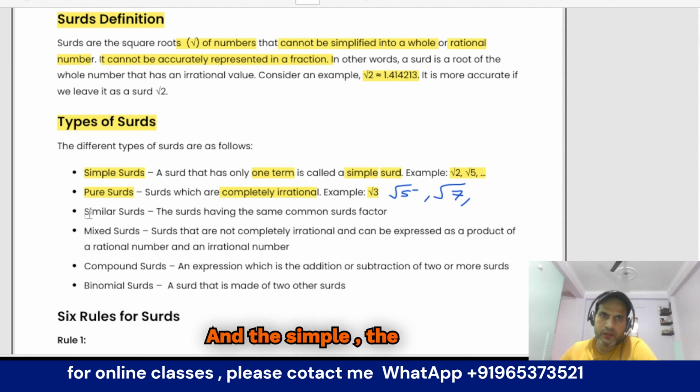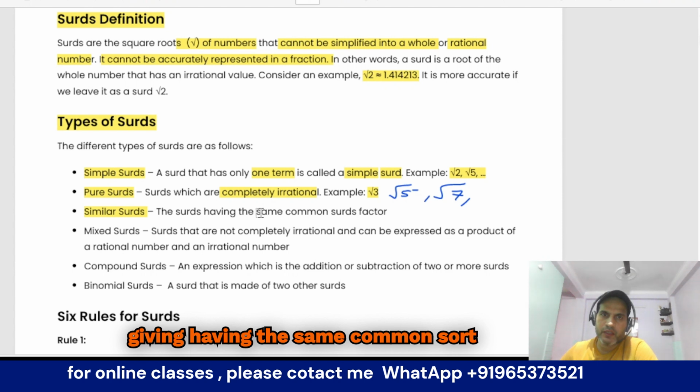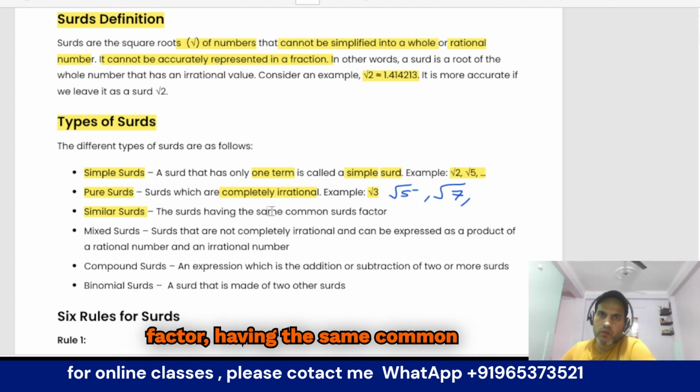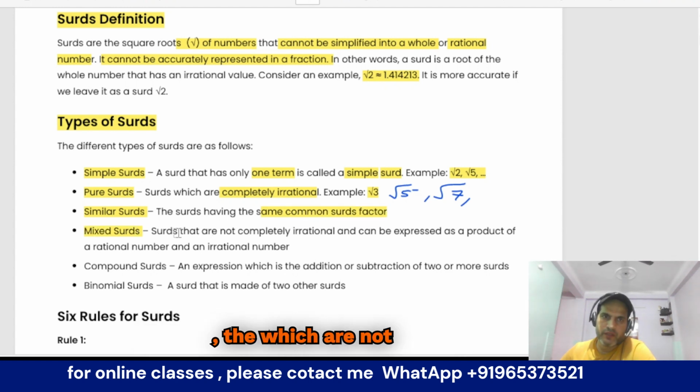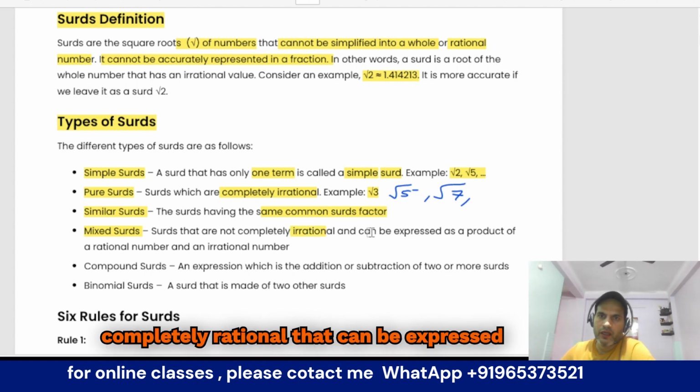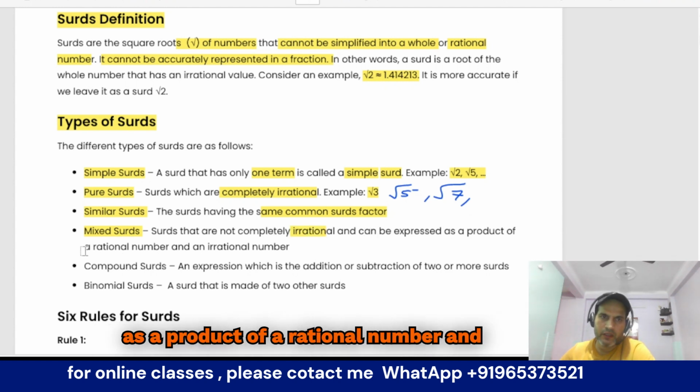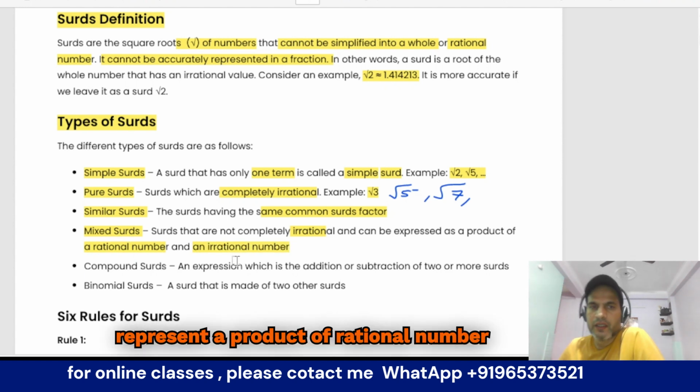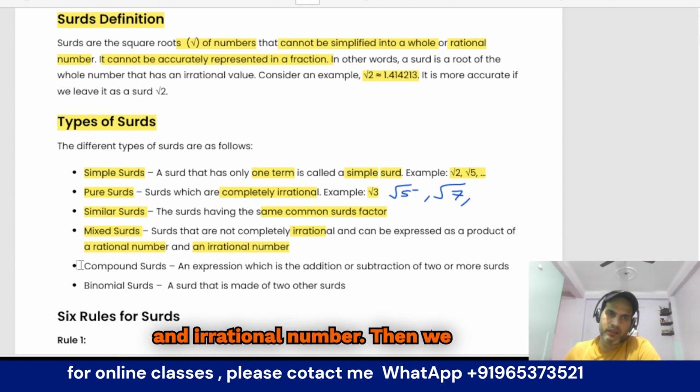In the square root, that is a prime number, you can say. And similar surds are surds having the same common surd factor. And the mixed surd is a surd which is not completely rational, that can be expressed as a product of a rational number and an irrational number.